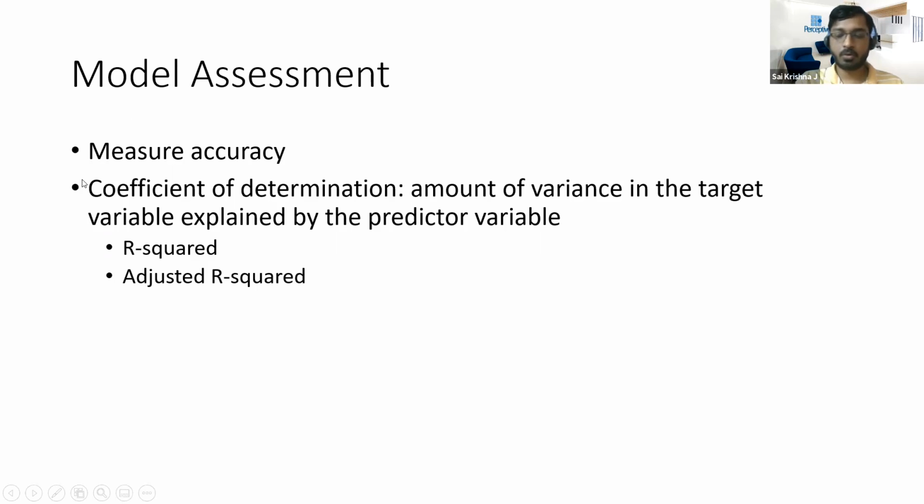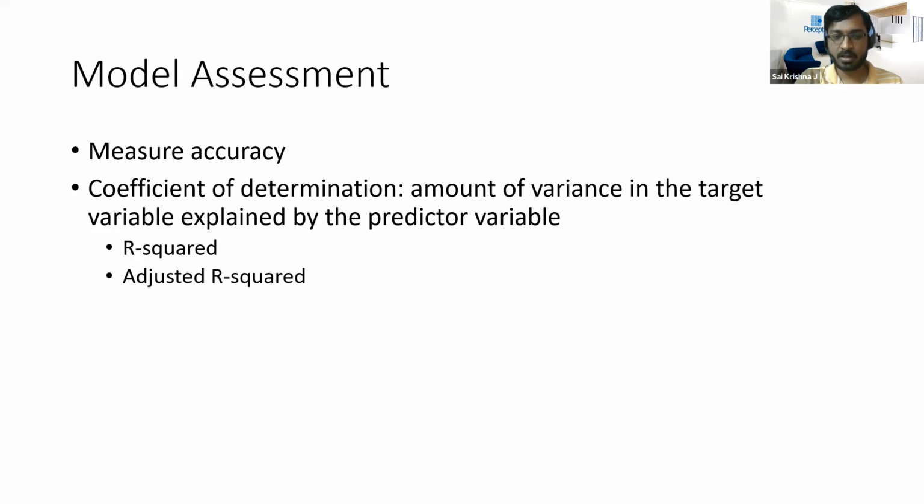And then there is one more important metric that we measure, which is called the coefficient of determination. This is defined as the amount of variance in the target variable explained by the predictor variable. Typically, the software packages that we have today, be it Excel or anything else, represent this in the form of R squared and adjusted R squared. So what does this R squared mean? You'll typically get something like R squared is equal to 0.65.